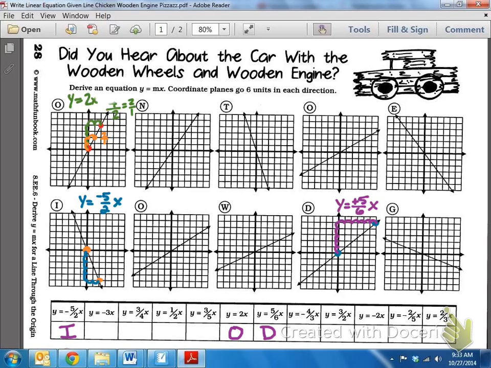So that is how you do that side of the worksheet. It makes it really simple just to find the slope because, again, my starting place, or my initial value, or my y-intercept will always be 0.